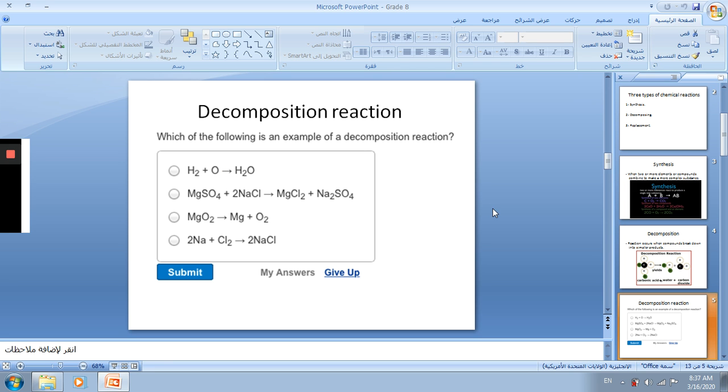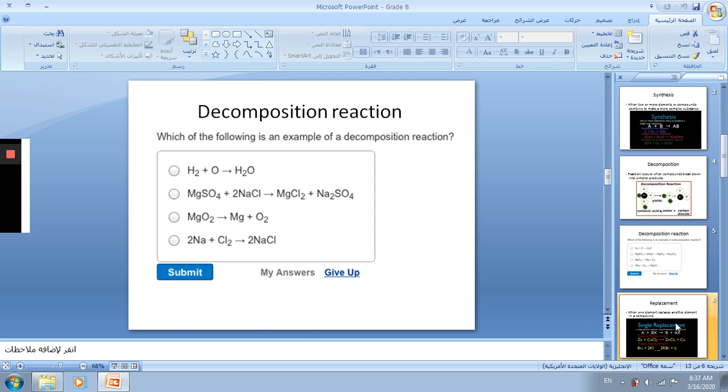Okay, now which of the following is an example of decomposition reaction? If you can see here, this is a synthesis reaction, this is a replacement. We will talk about it later on. And this MgO2 is breaking down, a decomposition reaction, and this is a building up reaction. So it's very easy to recognize the decomposition reaction from synthesis reaction and replacement reaction.